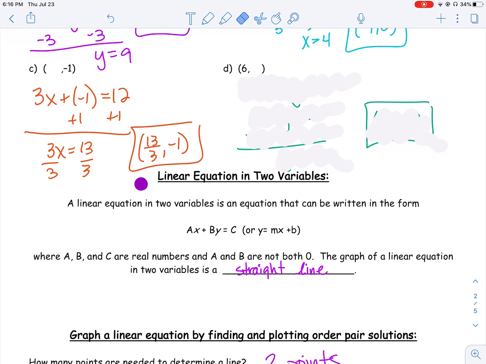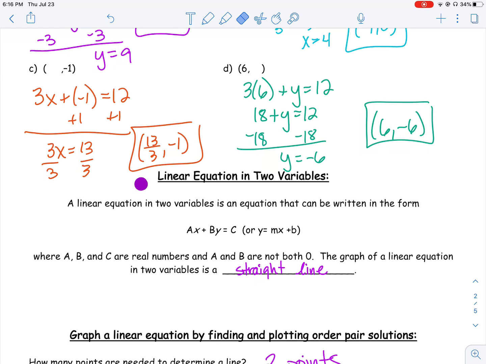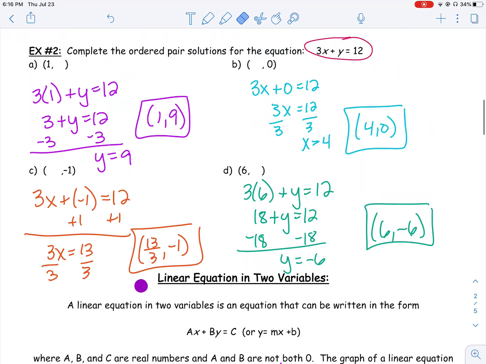All right, what about D? D looks like I have an x-coordinate of 6, and we want to find the y-coordinate. So I can substitute in a 6 for x. I end up with the equation 18 plus y equals 12. I can subtract 18 from both sides, and I end up getting y equals -6, which means I have an ordered pair, (6, -6), that's also a solution to that equation.